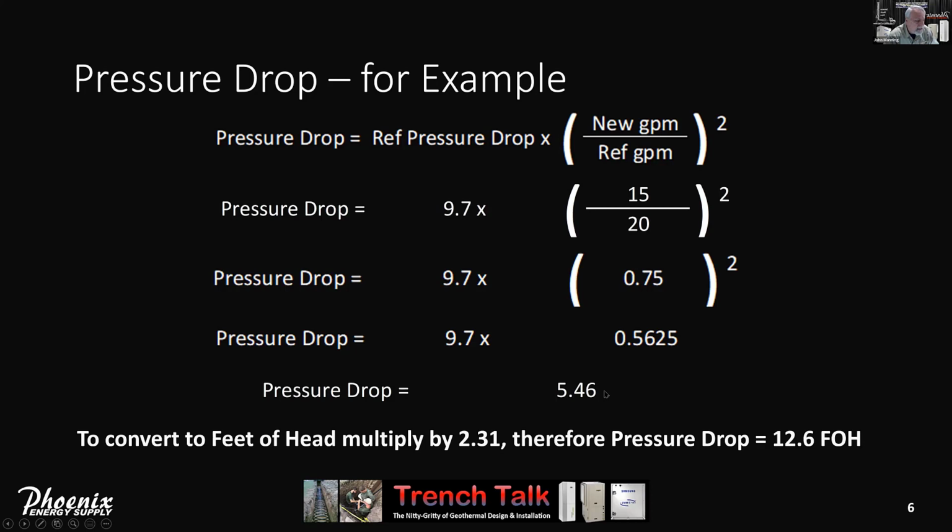But to make it useful when looking at pump curves, we're going to have to convert it to feet of head. So you multiply by 2.31, and at 15 GPM, the Aston 5-ton unit will have a pressure drop of 12.6 feet of head.